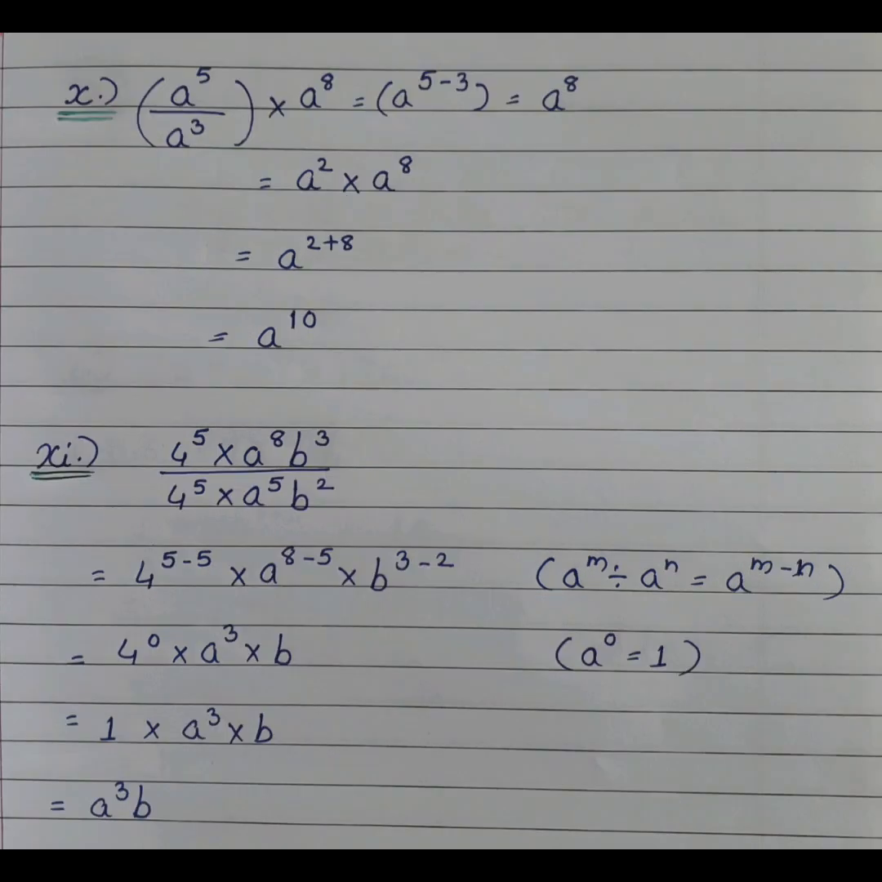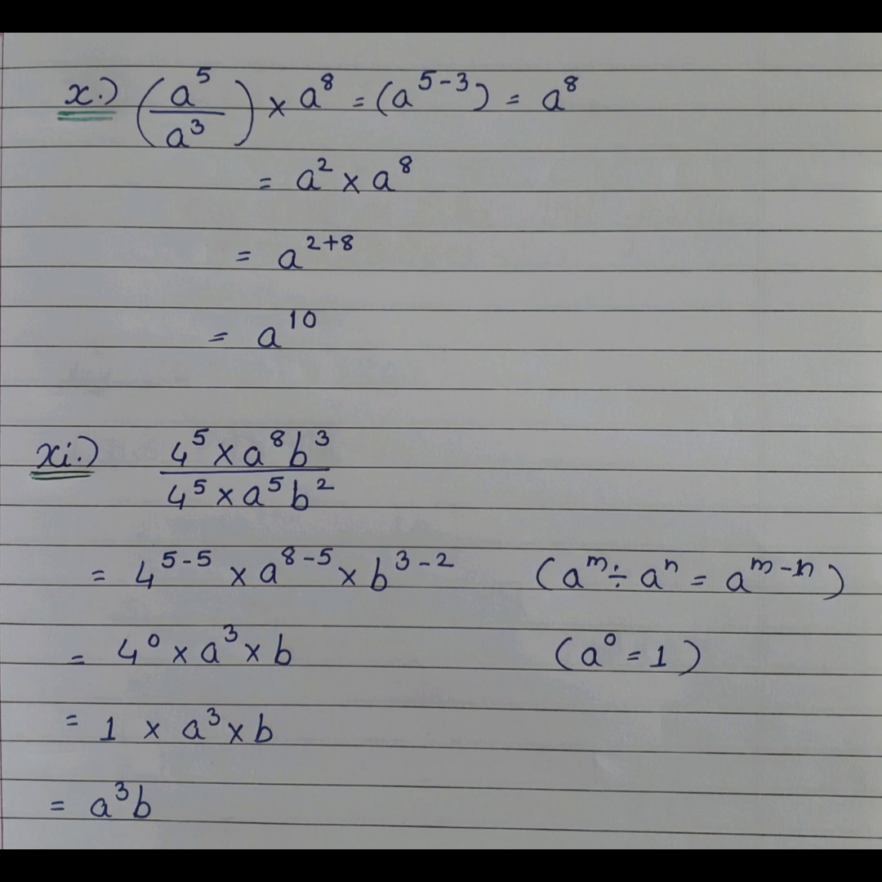Now let's see the 10th part. It says a to the power 5 upon a to the power 3 into a to the power 8. So for the division part, we will subtract the powers. It will become a to the power 5 minus 3 into a to the power 8, and we'll get the next step as a square into a to the power 8. As it is multiplication with the same base, we are going to add the powers, so it will become a to the power 2 plus 8, and the answer will be a to the power 10.